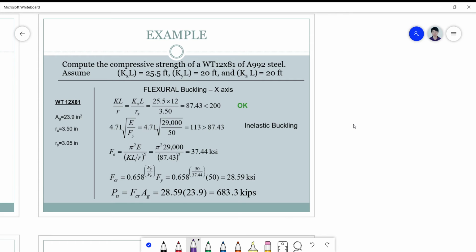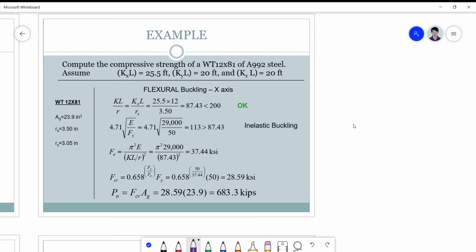So here in our example, we are simply asked to determine the compressive strength of your WT12 by 81 A992 steel, and the properties of this section are actually given, but in case these are not sufficient, we can refer to the AISC manual to get additional properties.